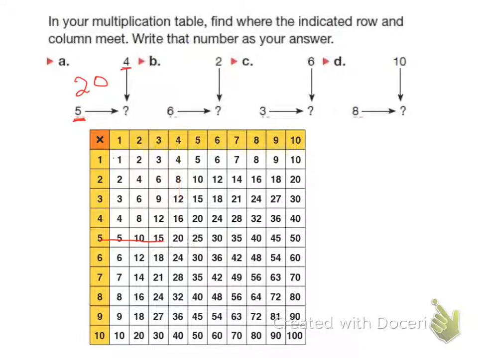For the next one, it says to start at 6. So here's 6, and at 2. So where 6 and 2 meet, that is 12. All right. So this one says to do 3 and 6. So 3 and 6, and then I follow them over until we line up, and that equals 18. And the last one is 8 and 10. So we follow it over, and 8 times 10 equals 80.